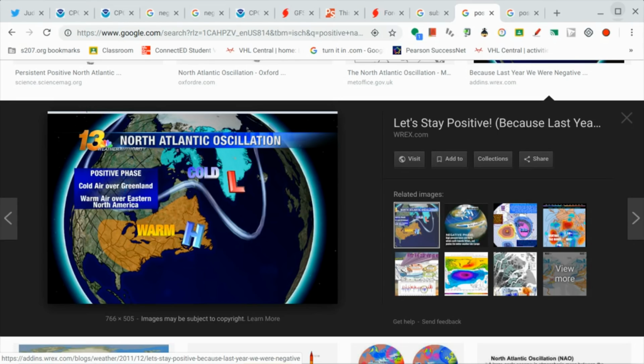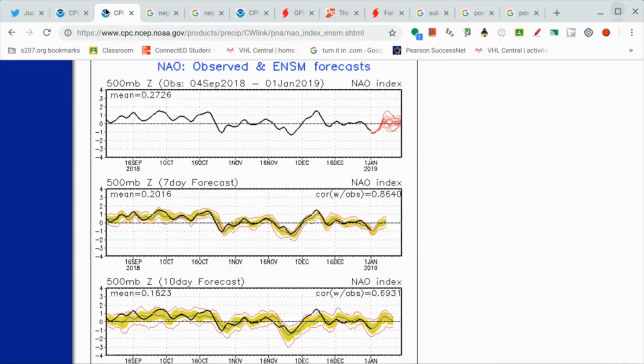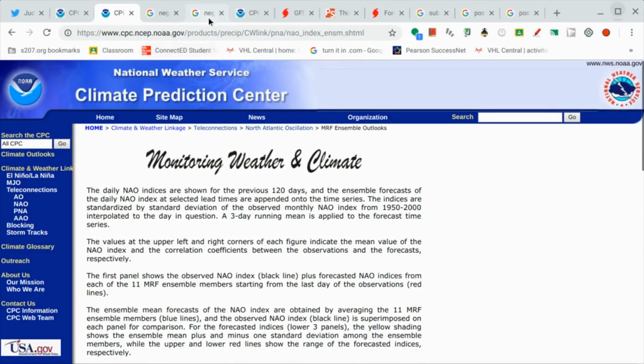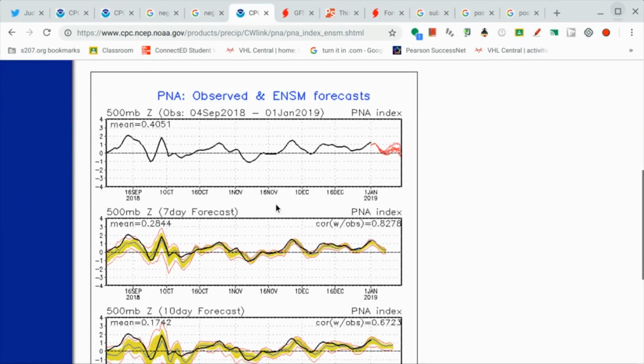But again, there are so many other factors that are showing that we are, like the AO, and I'll be showing you the PNA right now. So the PNA is going to be positive. It doesn't look like it's going to be extremely positive, but it's going to be positive. You could see fairly positive right now, dipping down, but still staying positive and not being negative. So that's the most important thing, not being negative.